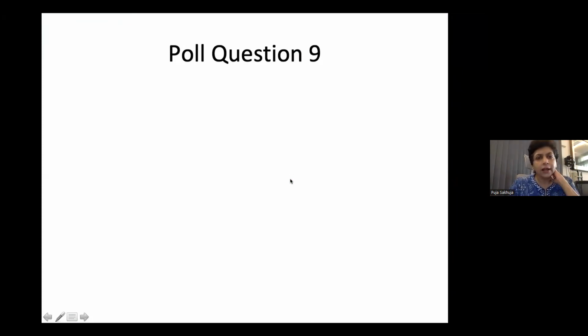Poll question 9. What molecular workup should be done in gastric adenocarcinoma? Should it be HER2/neu? Should it be P53? Should it be Ki67? Should it be all of the above? What is more essential?